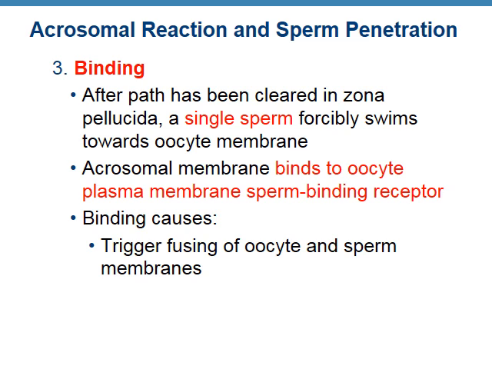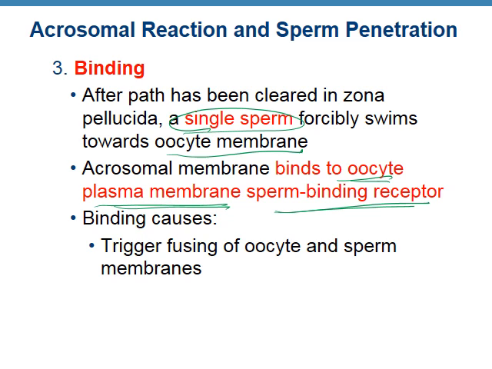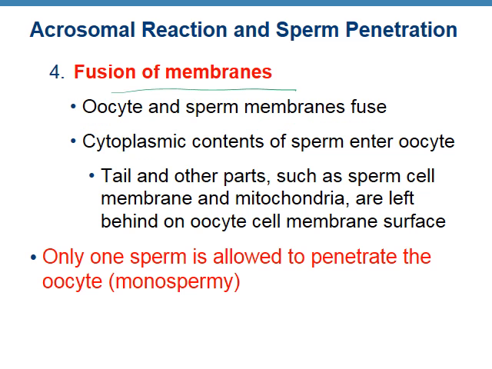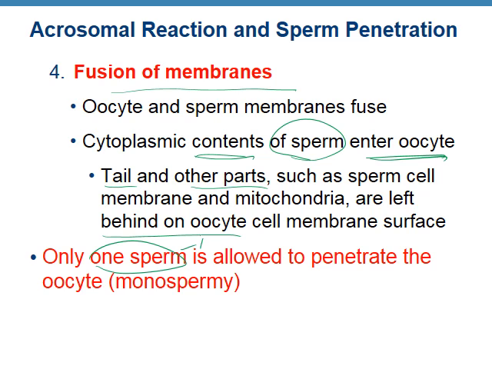This is just more detailed words based on the picture that we just saw. So we know that a single sperm is going to make its way towards the oocyte membrane. It's going to bind the oocyte plasma membrane, specifically at the sperm binding receptor, and it's going to cause a fusion of the two membranes. When this fusion happens, it allows for the sperm contents to enter the oocyte. So the tail and the other parts are going to be left behind, hopefully, and only one sperm DNA is allowed to penetrate the oocyte.